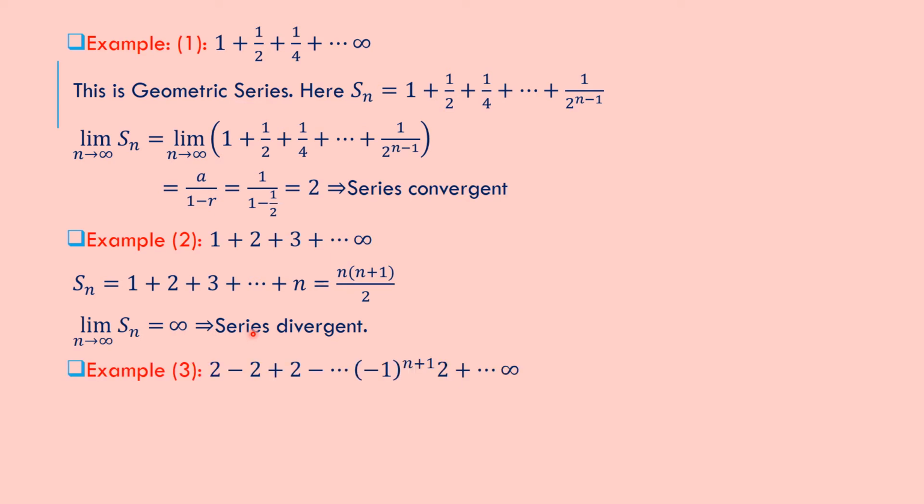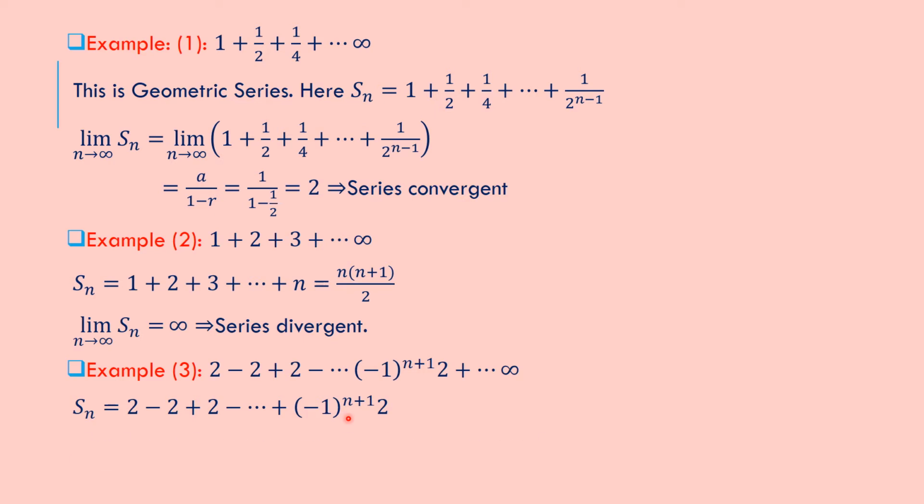Now look at the next example. 2 minus 2 plus 2 minus 2 etc. It alternates. The nth term is minus 1 power n plus 1 into 2, because the first term is plus, the second term is minus, the third term is plus. Similarly, nth term is minus 1 power n plus 1 into 2 plus etc. to infinity. Sn equal to 2 minus 2 plus 2 plus etc. up to minus 1 power n plus 1 into 2.